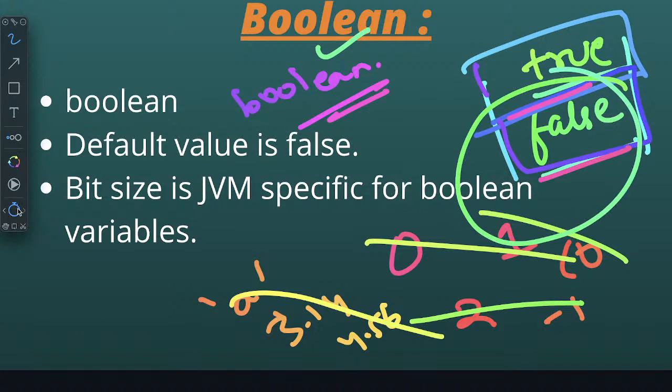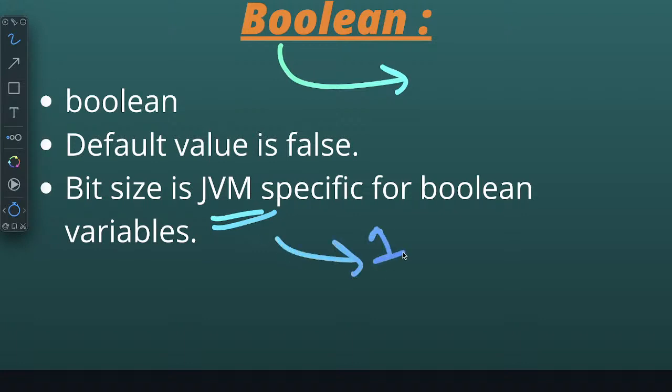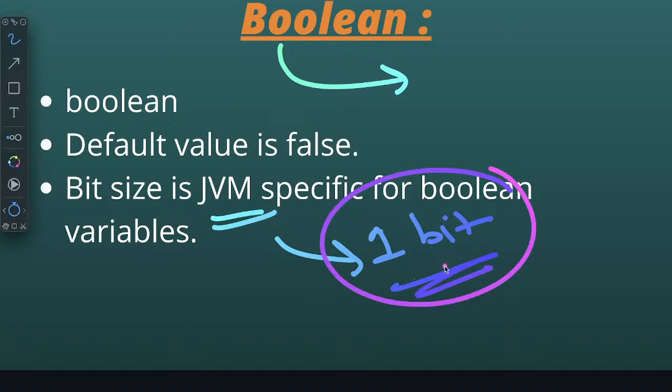Now again, if you search for the size of Boolean, in some articles it is said that the bit size of Boolean is JVM specific. So it is not fixed, it is JVM specific, but yes, it is mostly 1 bit. You usually see that the Boolean size is 1 bit, but actually it is JVM specific, though mostly we can say that it is 1 bit. I hope this is clear to everyone.